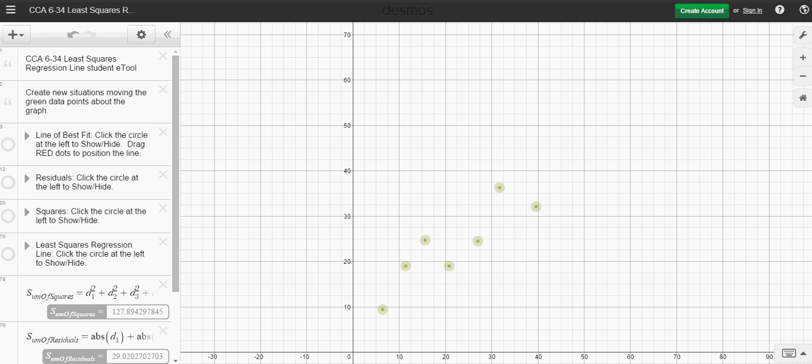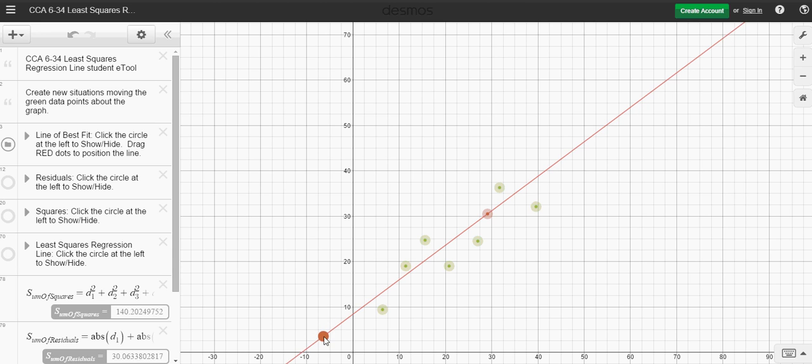Welcome. In this instructional video we'll be looking at residual analysis. I have here a piece of software that allows us to examine the residuals formed with a line of best fit. So first of all, let's place a line. I'm able to move this line wherever I wish, changing the gradient and the y-intercept.